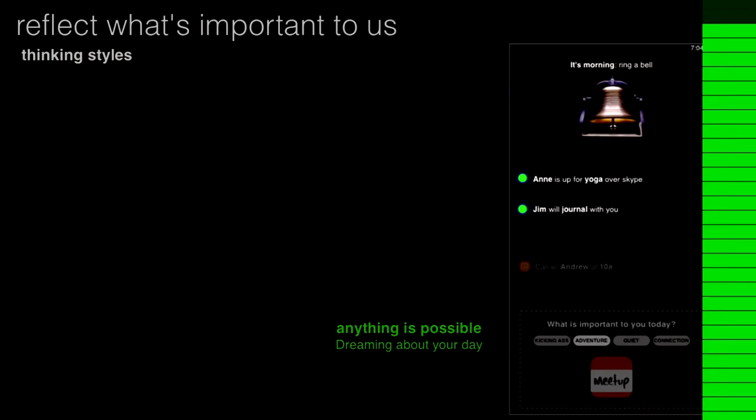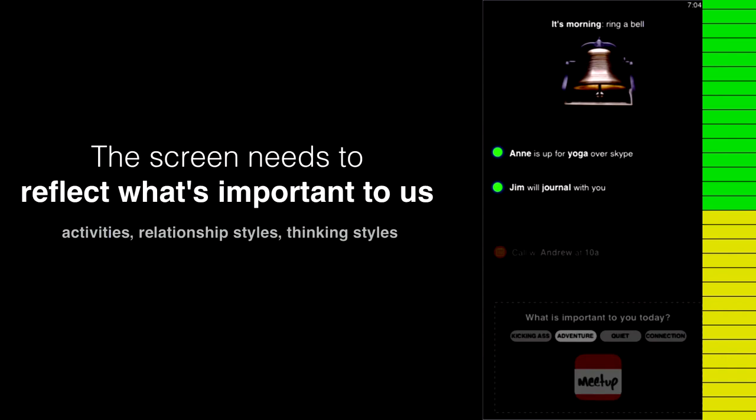But if the kind of thinking style that's important to you in the morning is thinking deeply about your day, then we kind of want a different kind of widget. So this is a widget that encourages you to think, to dream big about your day. You can click whether you want an adventure, whether you want a quiet day, whether you want deep connection with your friends, and it will recommend apps or point to notifications or people you could reach out to or something based on the kind of day that you actually want to have, not based on what all the apps are interested in having you do. So that's what I mean when I say the screen needs to reflect what's important to us.